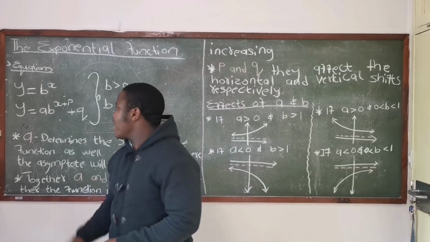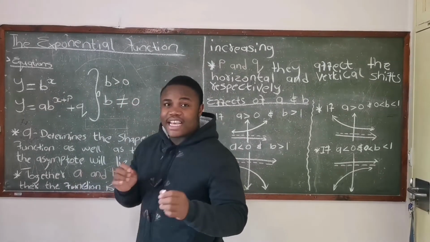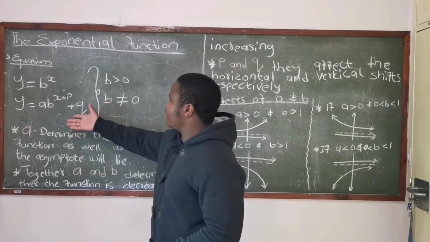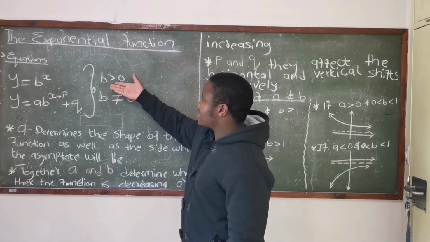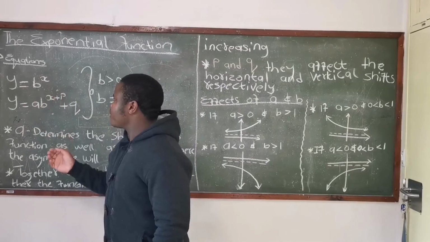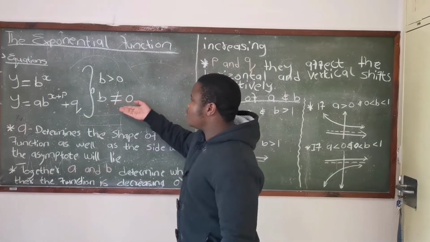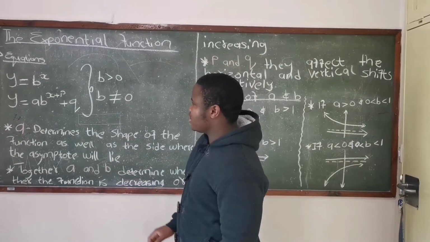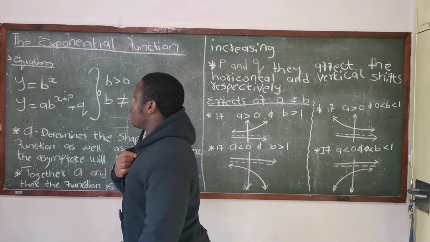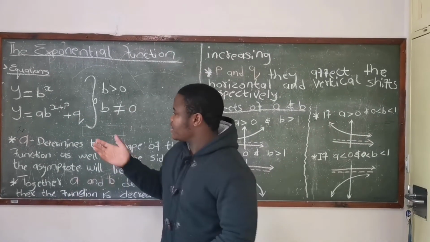Bear in mind that every variable in this equation has its own importance, so it has its own effect on the graph. So there are restrictions. The restrictions for this equation: b must always be greater than 0. If b is less than 0, it will be problematic for the function because it won't be an exponential function anymore, and b must never be equal to 0 either. So these are our restrictions, and I think it would be better that we go deeper into details about these variables so that we can see how they affect the original graph.